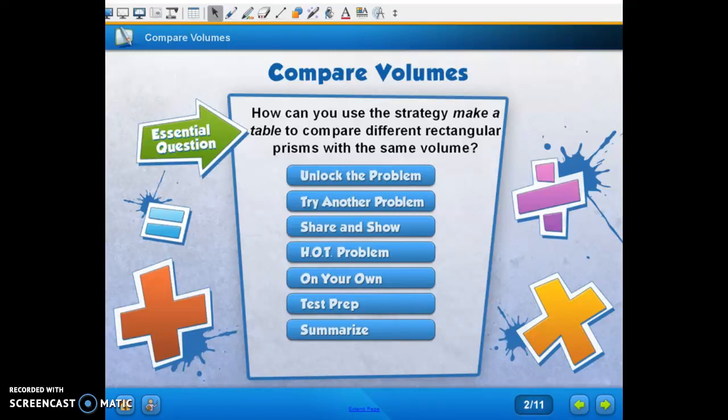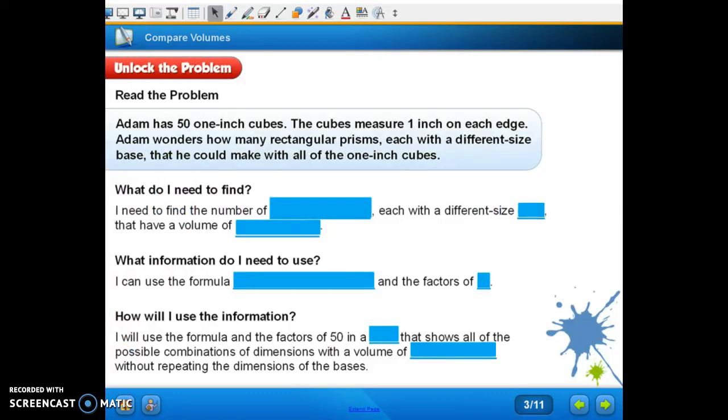Today we're looking at lesson 11.11, compare volumes. You can use the strategy, make a table to compare different rectangular prisms with the same volume. Read the problem.